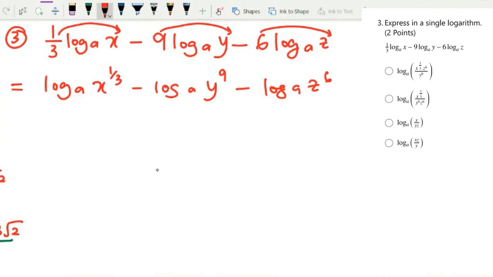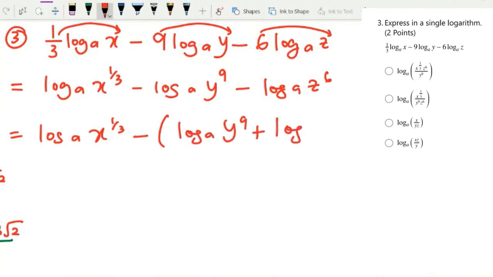So kita faktor keluar negatif dulu from this. Okay, faktor keluar negatif from the second and the third term. Okay, so log base A of y to the power of 9 dia jadi tambah. Okay, so hukum log kata apa? Kalau tambah jadi darab kan? Ataupun boleh juga di antara awak kalau nak buat pakai hukum tolak yang bahagi kat depan ni. Okay, but better to do it like this lah.